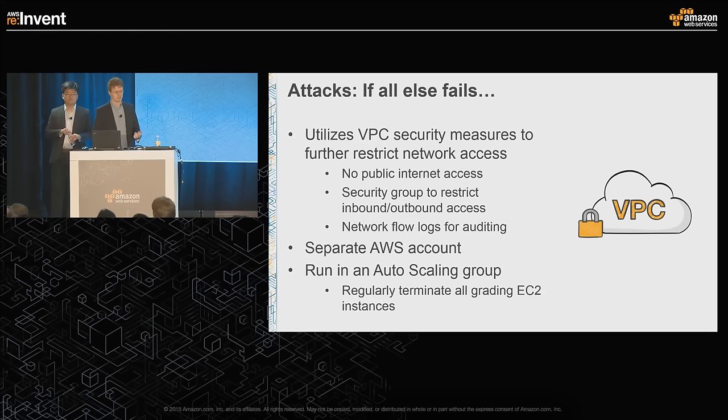Additionally, we use Amazon security groups to restrict network access, inbound and outbound traffic between the instances and elsewhere on the network. And finally, Amazon VPC allows us to turn on network flow logs, which allow us to see if there's any strange network activity going on within our cluster that we can then investigate. Finally, on top of all of this, we run this all entirely in a separate AWS account. And this gives us a whole bunch of peace of mind that no matter what happens in this grading account, the rest of our Coursera learning platform should survive unscathed.